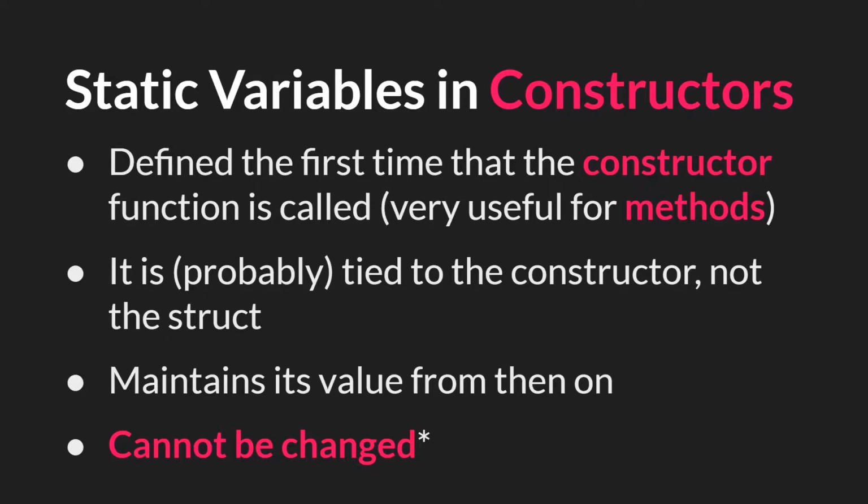But now we come to a sort of special case, which is static variables inside of constructors. Constructors are actually functions, which if you remember from the struct tutorial, will create a struct. But they are actually functions, which means that you can use the static keyword in them. And just like with other functions, using the static keyword inside of the constructor means that the variable will be defined the first time that constructor is run. This is especially useful for creating static methods.